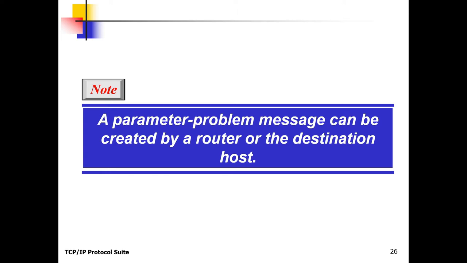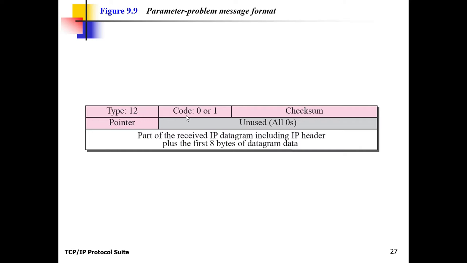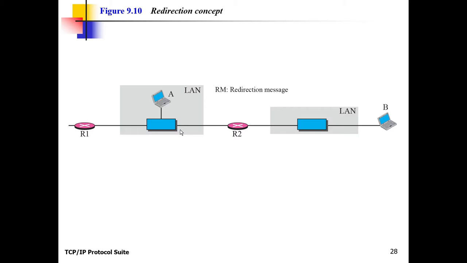So the fourth one is a parameter problem message. A parameter problem message can be created by a router or a destination host. Like we said, you're sending data, and there could be an error in a parameter. The IP is wrong, the type is wrong, something is wrong. So what do you do? If the router receives a packet or datagram this way, what does it do? Just ignore it? Don't report back? Nope. We have to report back, and that's what we do. So type 12, code 0 and 1, and of course it will point to where the error is in that packet. You see, it's a little bit different in here.